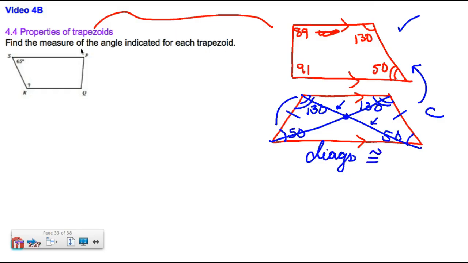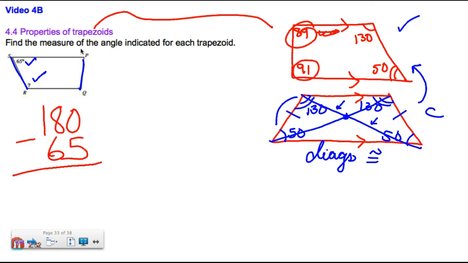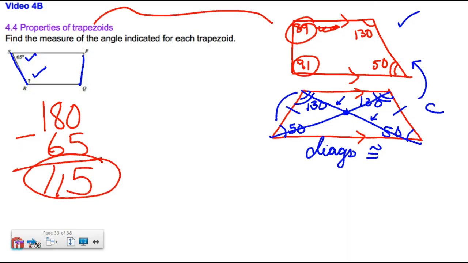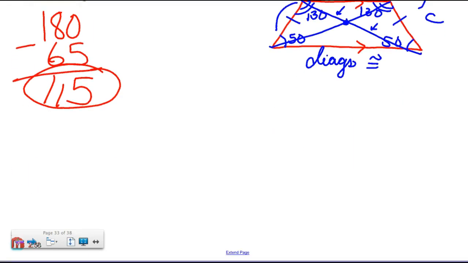All right, so let's go use some of those properties over here. Find the measure of the angle indicated for each trapezoid. Well, this is not isosceles. It's not marked that way. This is not marked congruent to this. But I do know that for any trapezoid, those angles there, top to bottom, add up to 180 degrees. So to get angle question mark, I simply do 180 minus 65 degrees, and I get 115 degrees, and I am done. So done with angle question mark on that one.